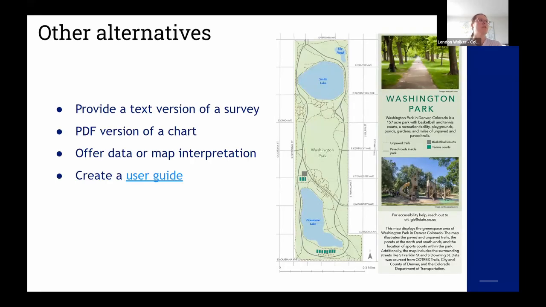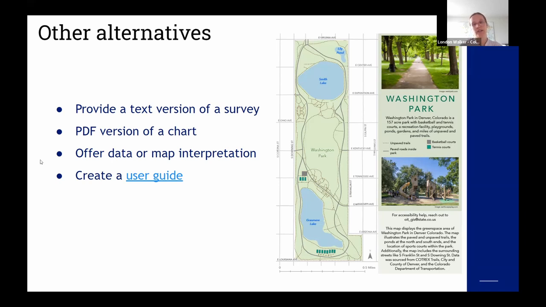A few other alternate solutions are providing the text version of a survey. Some people may have barriers with date questions or rating questions, so this is a good alternate. Also, a PDF version of a chart, offering interpretation of the map or selected data, or creating a user guide.